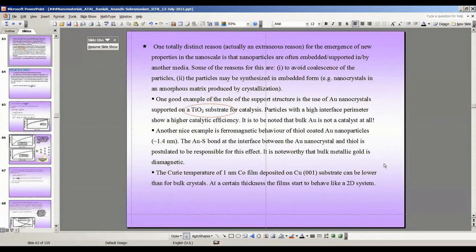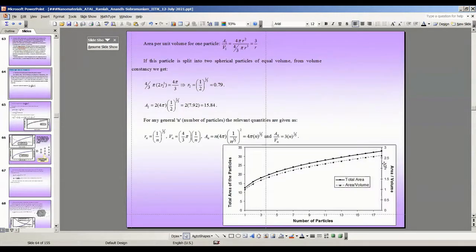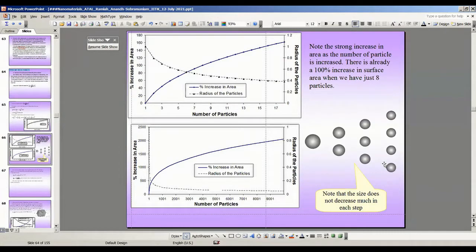So we have a range of reasons, and one of the reasons which is sometimes unavoidable is that you are now embedding these nanoparticles in a substrate. Now, when you make a nanoparticle, the surface area increases. The first of these effects we saw was the increased surface area effect. And you can see here how you increase the number of particles, and that the surface area is increased.